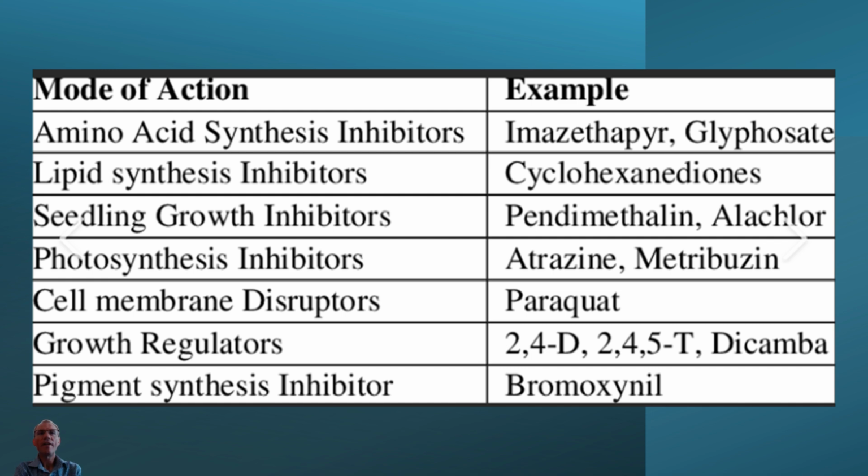cyclohexanediones, mode of action, seedling growth inhibitors, pendimethalin, alachlor, mode of action, photosynthesis inhibitors, atrazine, metribuzin, mode of action, cell membrane disruptors, example would be paraquat, mode of action, growth regulators, example would be 2,4-D, 2,4,5-T, dicamba. Mode of action, pigment synthesis inhibitor, an example would be bromoxynil.